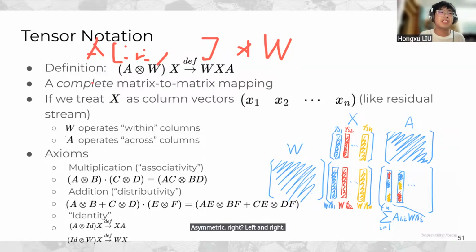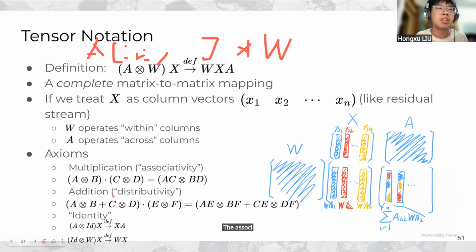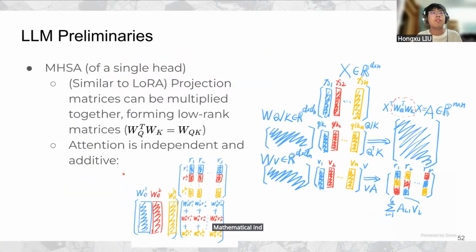That tensor notation has some axioms such as multiplication, associativity, distributivity, and identity. And maybe we should bear this in mind, because in the following sections, they will be very critical to our mathematical inductions. And there are also some LLM preliminaries.